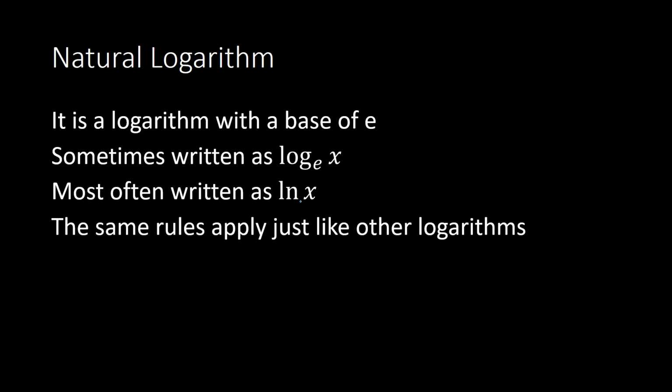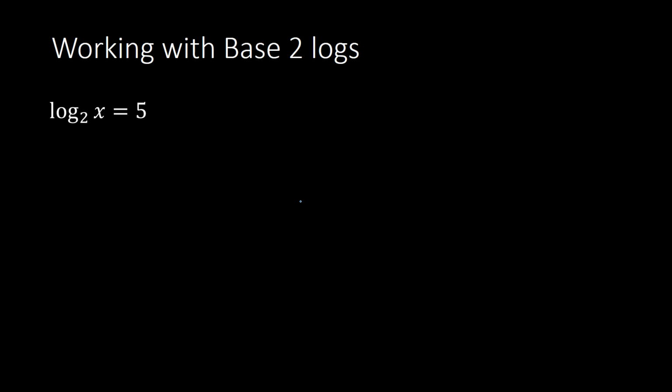And the same rules apply just like other logarithms. So yes, it looks a little different, but everything we've learned in the last two lessons directly applies to the natural logarithm. Nothing has changed other than the base. So what I'm going to do is show you how this works with the base of e. We've learned with base 2 how to do log base 2 of x equals 5 and convert back and forth between logarithms and exponential form.